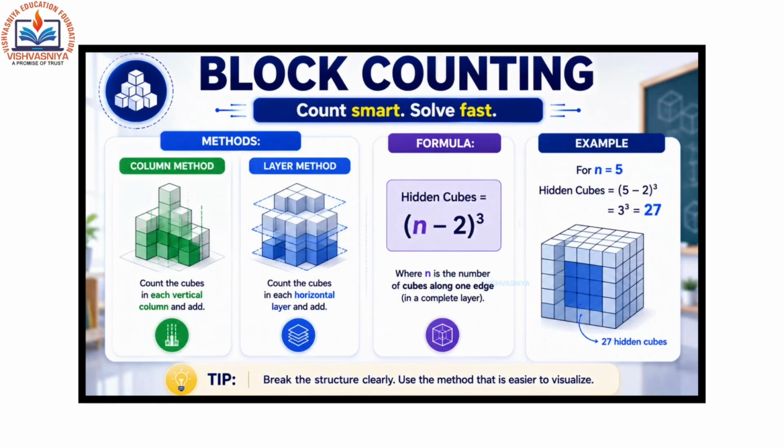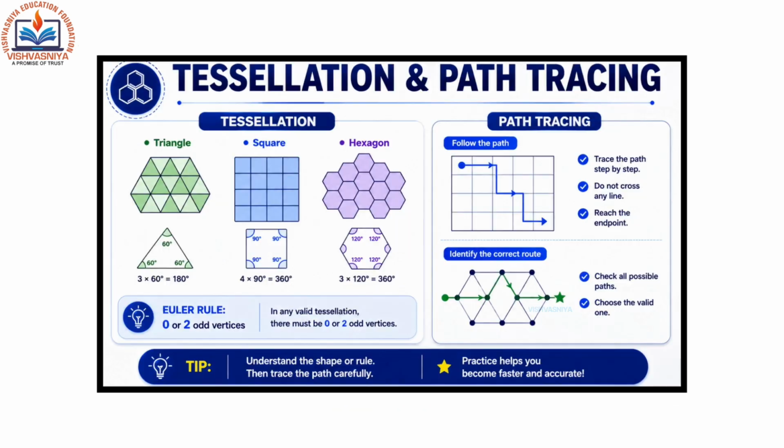In block counting questions, you must count both visible and hidden cubes. The column method is the easiest approach. In this method, you count the height of every vertical column and add them together. Sometimes questions ask about hidden cubes inside a solid cube. For a solid n by n by n cube, hidden cubes are calculated using the formula (n minus 2) whole cube.